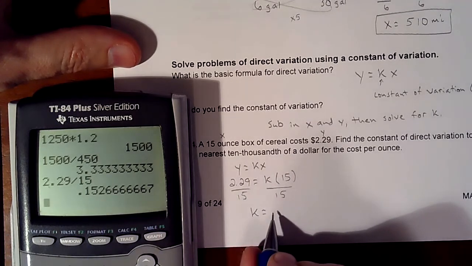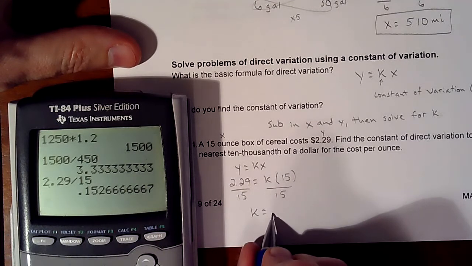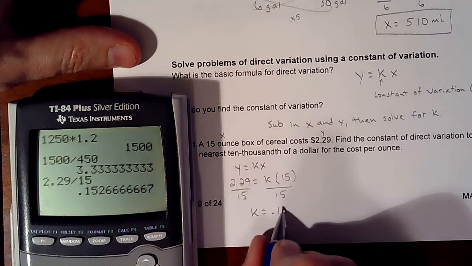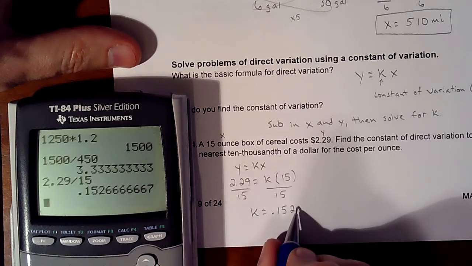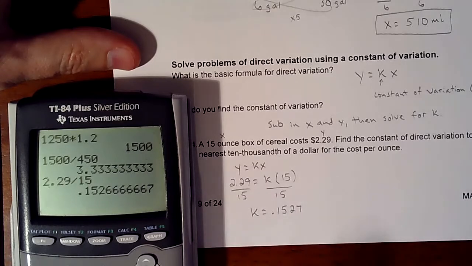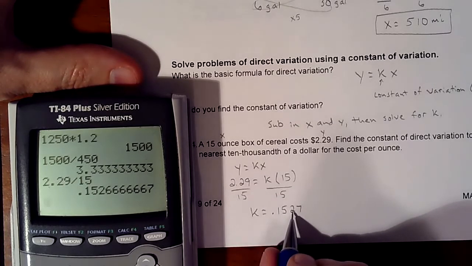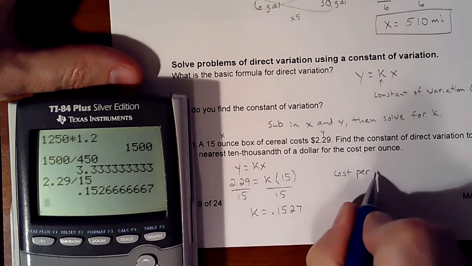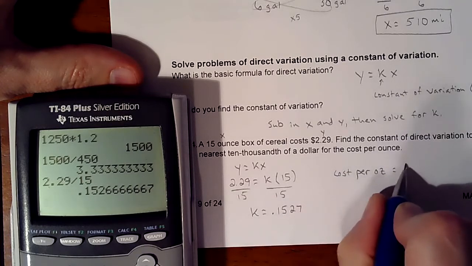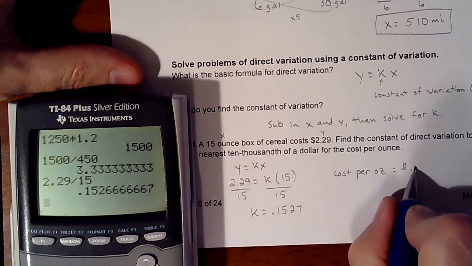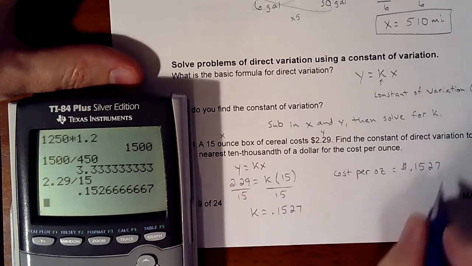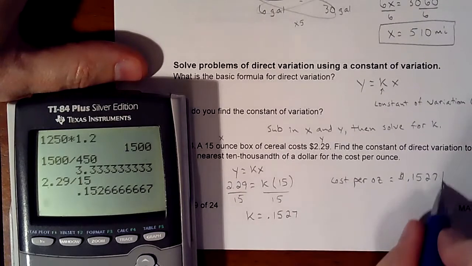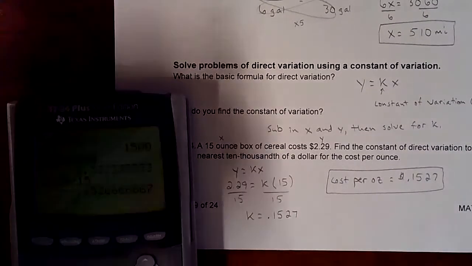So we're looking at 0.1527. So that is our k. So that is actually a cost per ounce. So your cost per ounce equals about 15 cents. Okay. All right, so let's go to a different one.